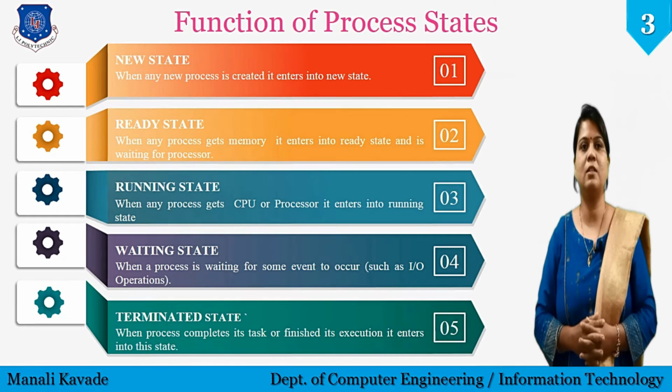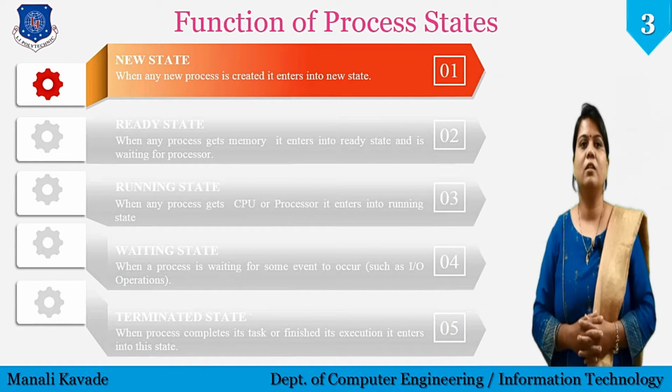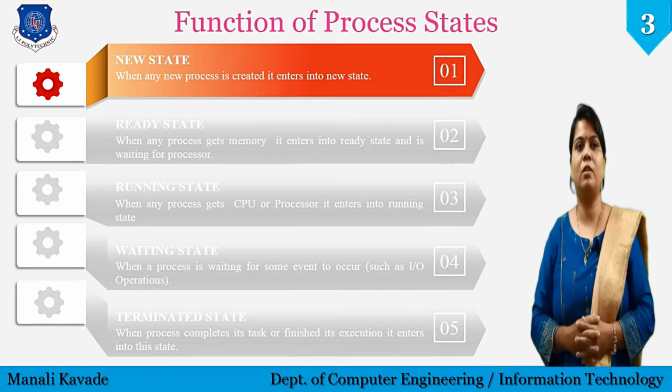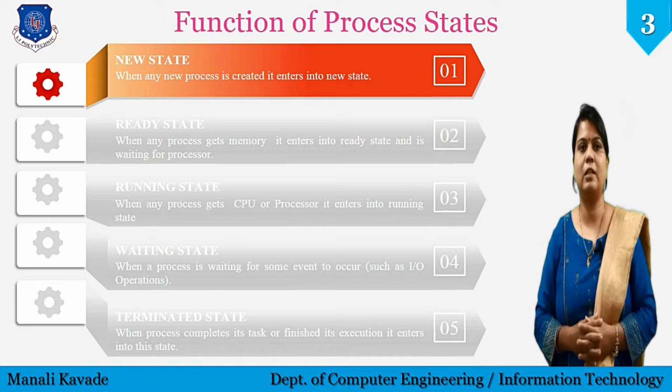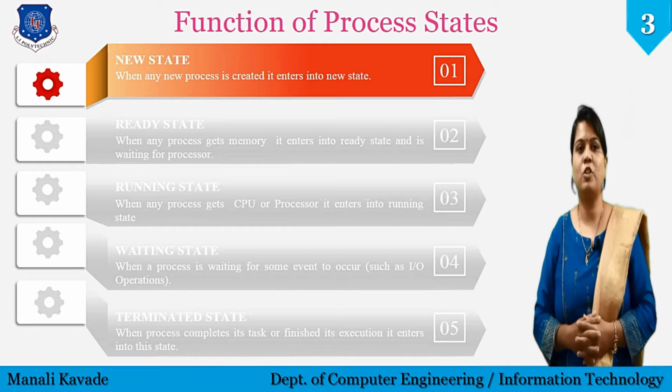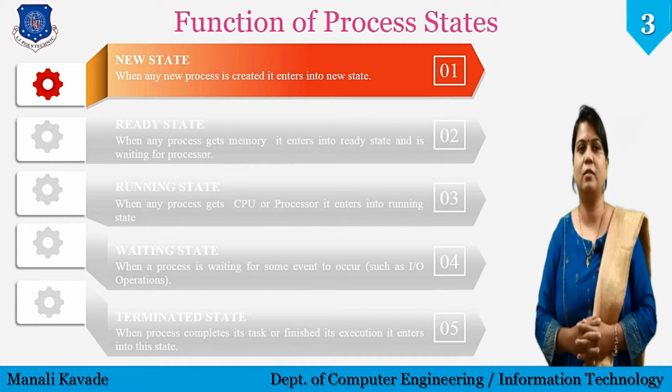First state we will see is the new state. Process is created using a system call, that is fork. So whenever any process is created, the process will enter into this state, that is the new state. It is possible that more than one process may be present in this state at any instance of time. In this state, process will await to enter into the next state, that is the ready state.